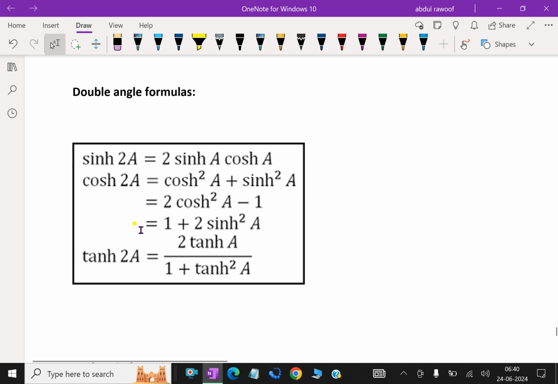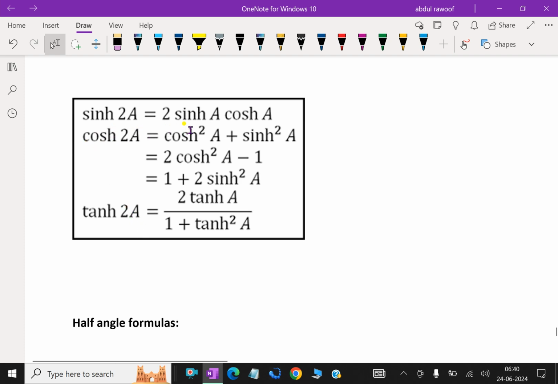Next one, double angle formula. Sinh 2A equals 2 sinh A cosh A. That means this is the double angle formula. Remember this for cos here. Cosh 2A is further developed as cosh squared A plus sinh squared A, and we can also write cosh squared A minus sinh squared A equal to 1. From this we can get this identity: tanh 2A equals 2 tanh A over 1 plus tanh squared A.